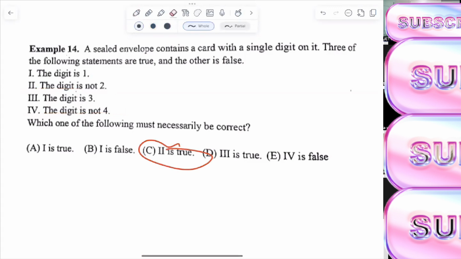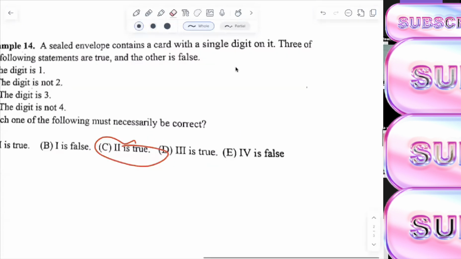What's your question? Could you wait a little longer? Because I have to write down the whole thing. Could you rewatch the video? Yeah, you can watch the playback. Oh, okay, thank you.